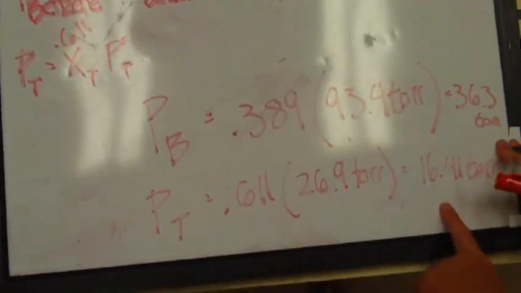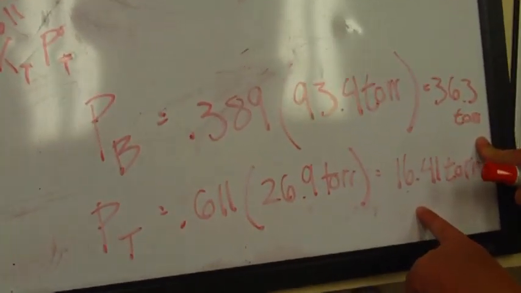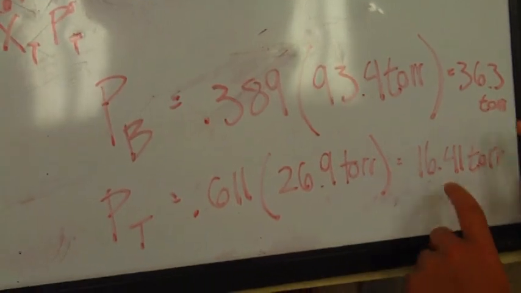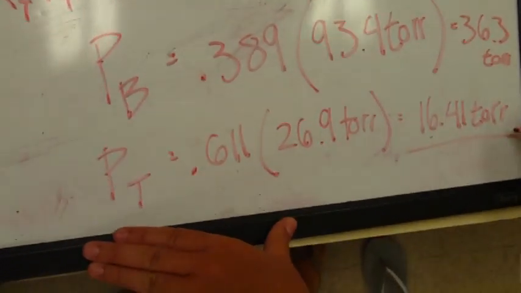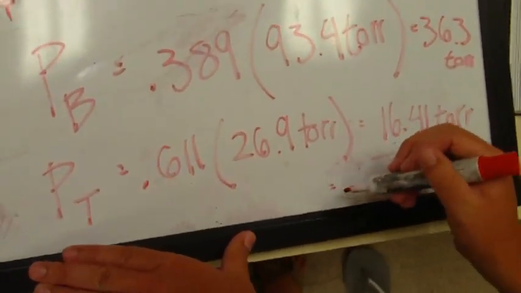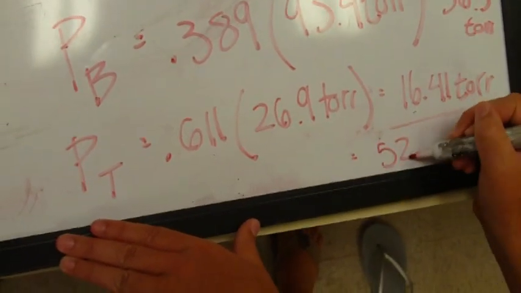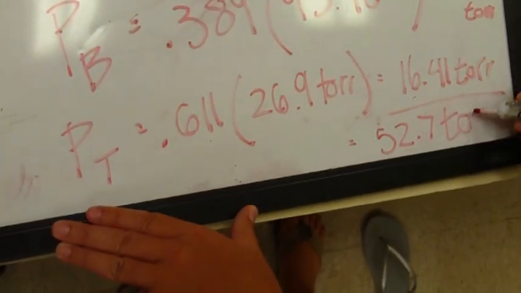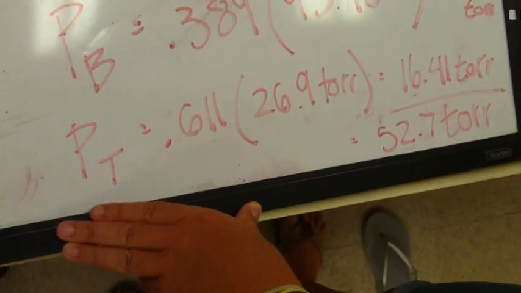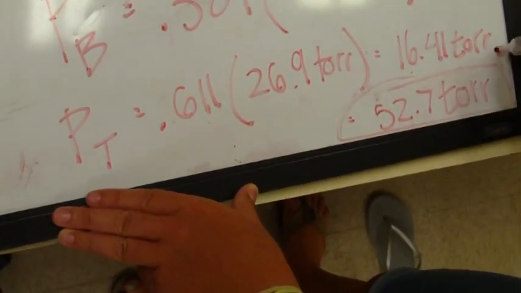All right, so all we have to do is add those two values up, and when we add that up, we get 52.7 torr. And that is the answer that we're looking for.